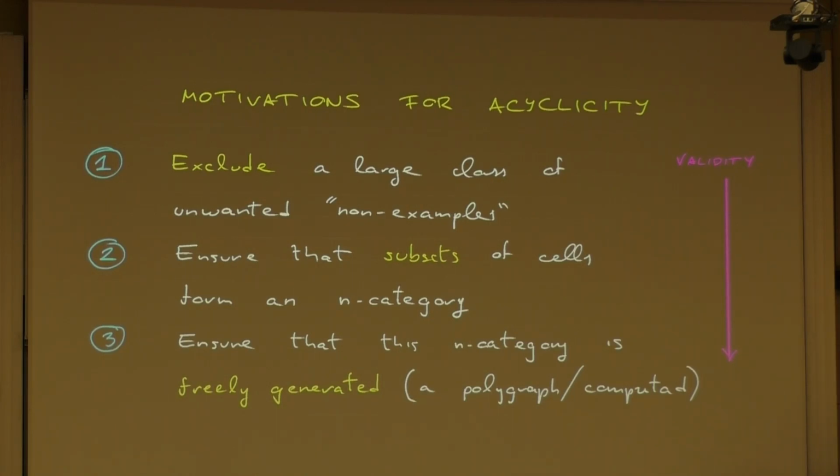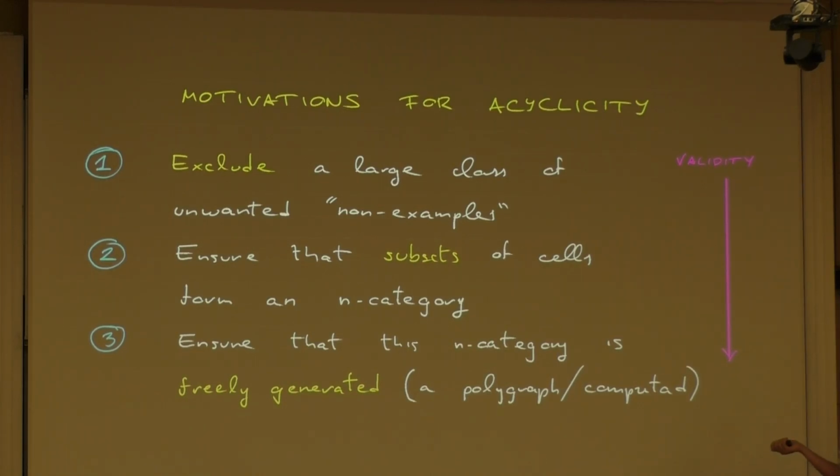The second motivation is that usually the way that these approaches go from this data structure to defining some kind of n-category is to have this n-category consist of subdiagrams or subsets of cells that are of a particular kind.